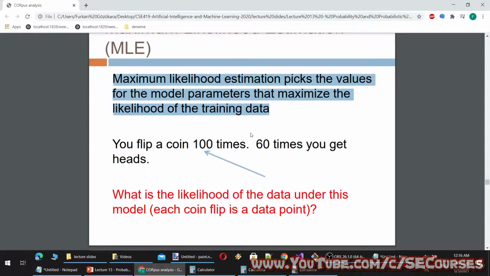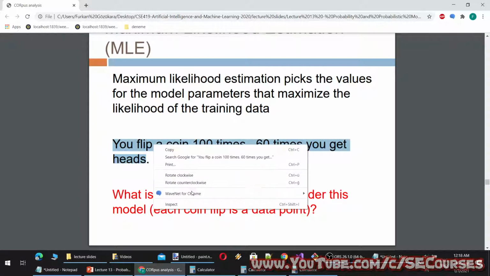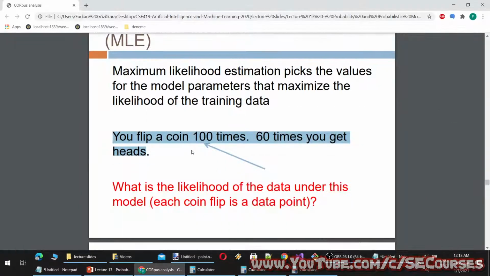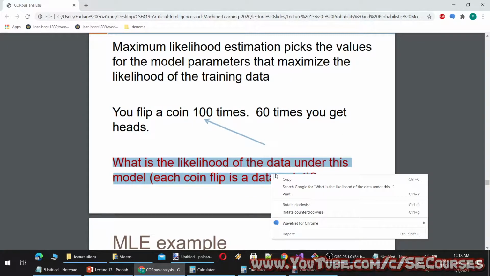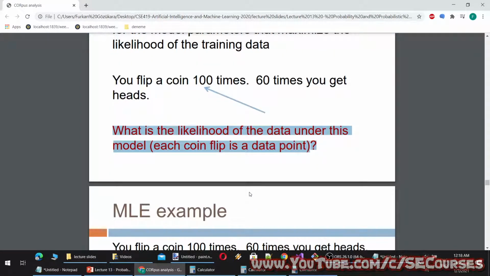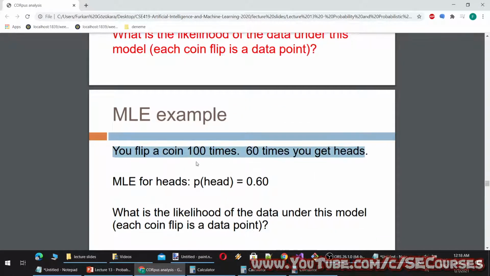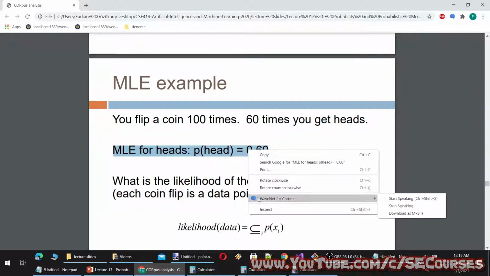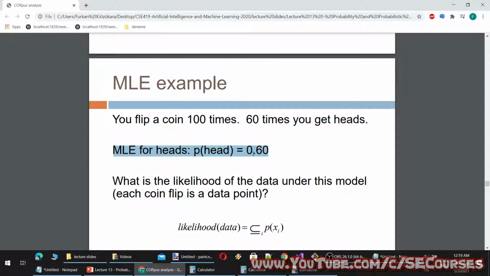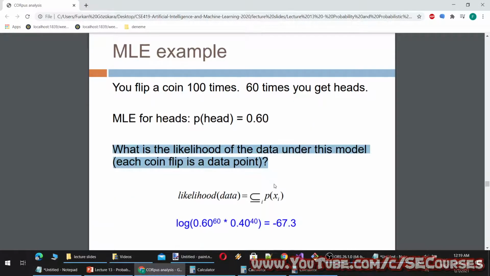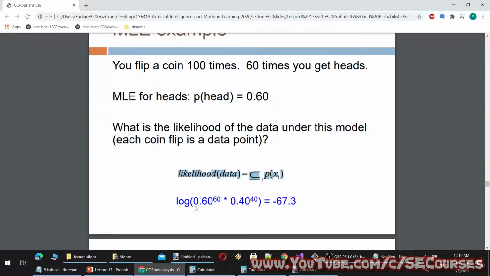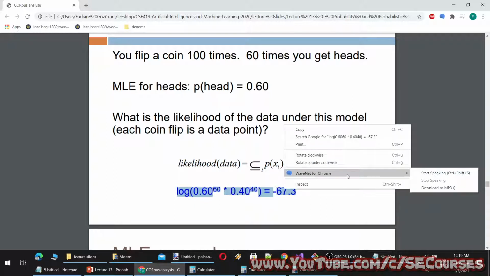Maximum likelihood estimation picks the values for the model parameters that maximize the likelihood of the training data. Okay. You flip a coin 100 times. 60 times you get heads. What is the likelihood of the data under this model? Each coin flip is a data point. MLE for heads, P(heads) equals 0.60. Okay, so this is the maximum likelihood, and what is the likelihood of the data under this model? Each coin flip is a data point. It is calculated like this.